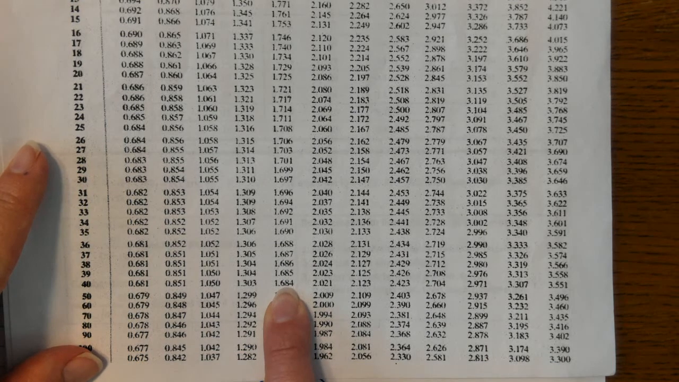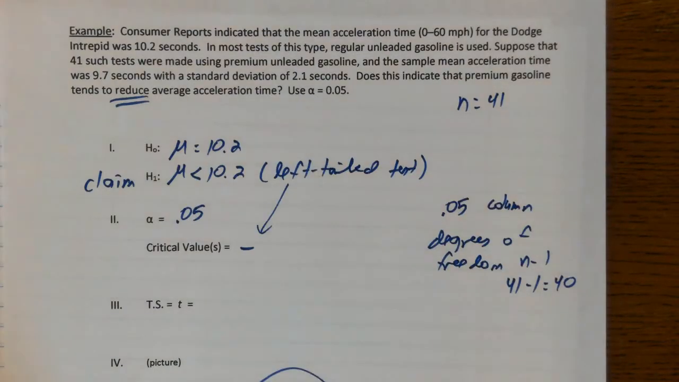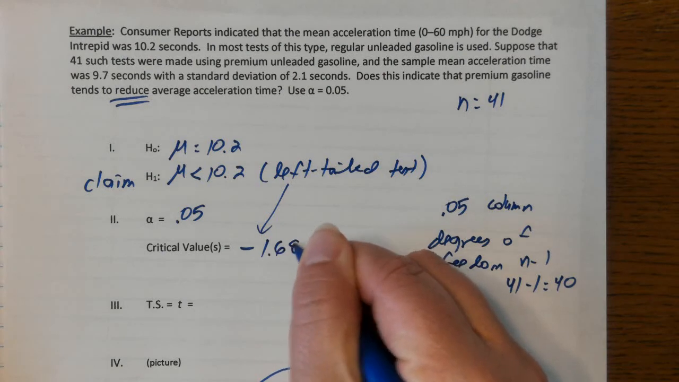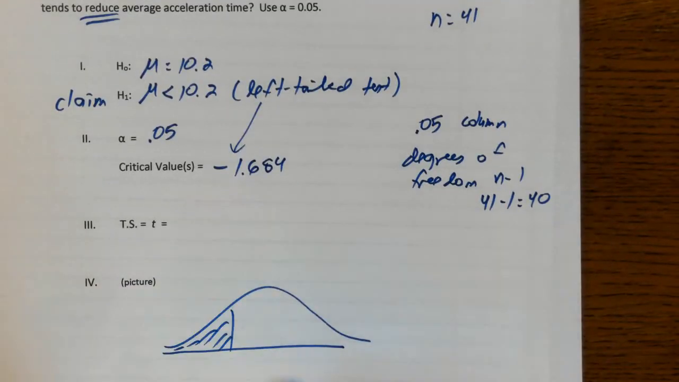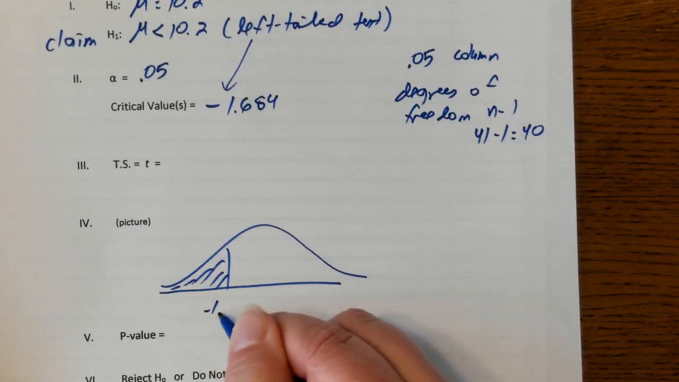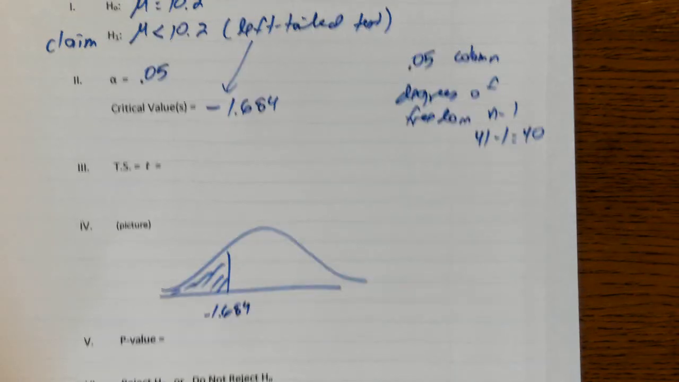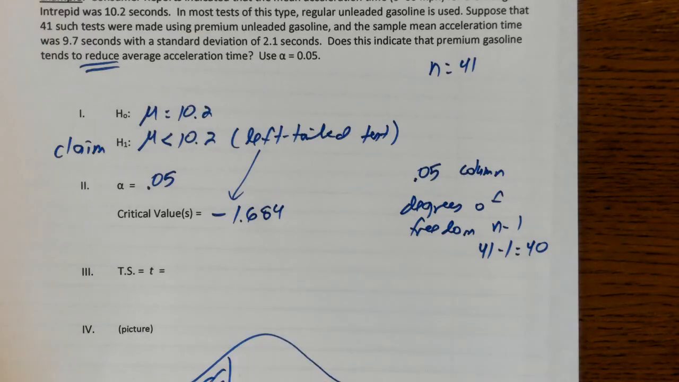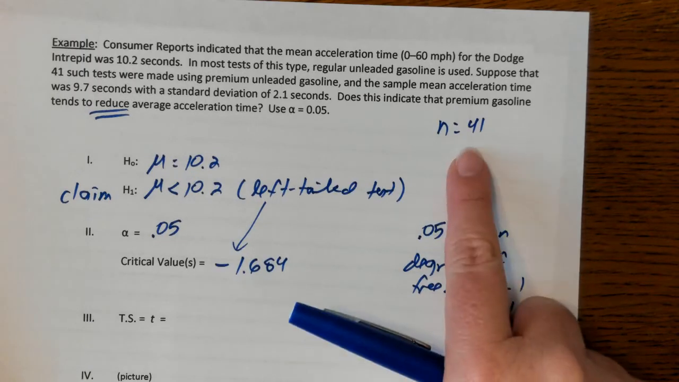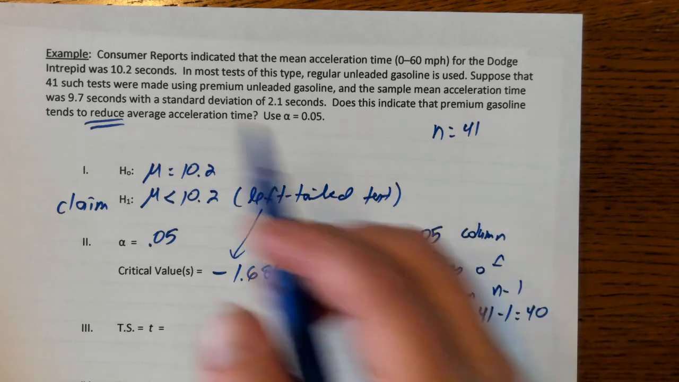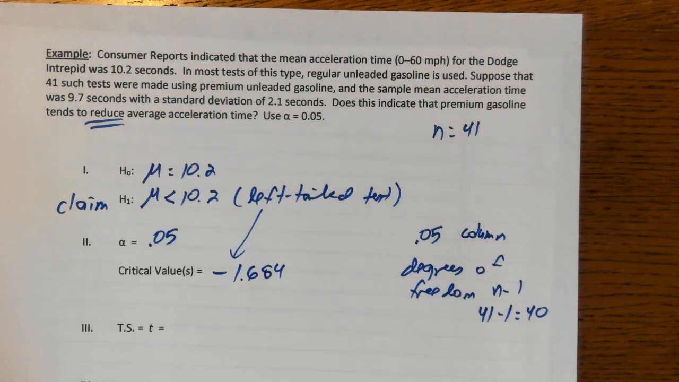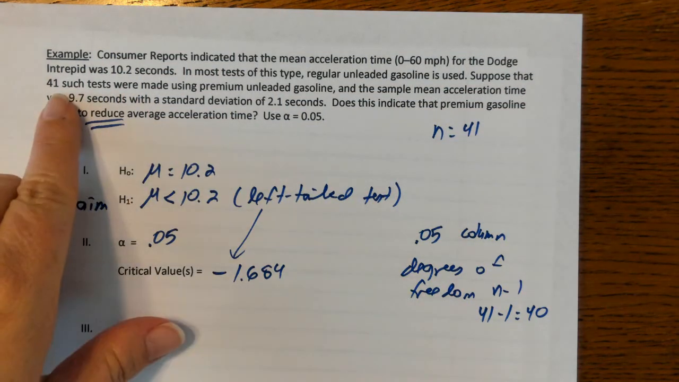1.684 is my cutoff number, my critical value, 1.684. And it is negative because this is a left-tailed test. My 0 t-score would be in the middle, positives on the right, negatives on the left. So negative 1.684 is my critical value cutoff number. My test statistic and p-value will come from the calculator. So let's see what the calculator is going to need. It's going to need to know that I had 41 samples, okay, 41 cars in my sample, so n is 41. Notice that's above 30, so we're good.